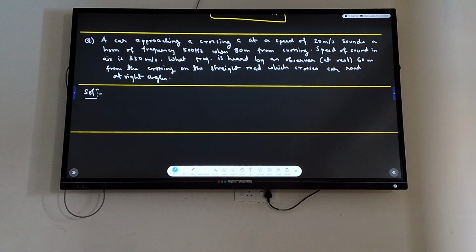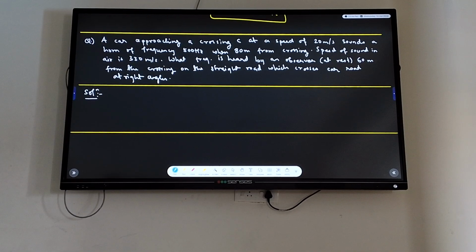Then I will explain the whole question. No, sir. Straight road which crosses car road. Think. You have to find velocity, na, in this question? No. Frequency, yeah, frequency. What is the frequency you will get?